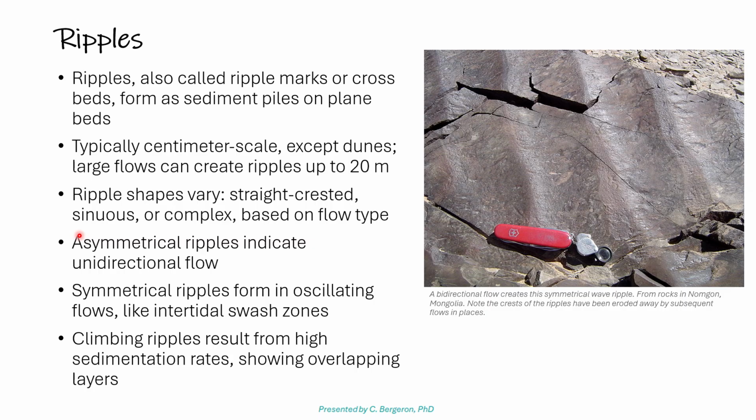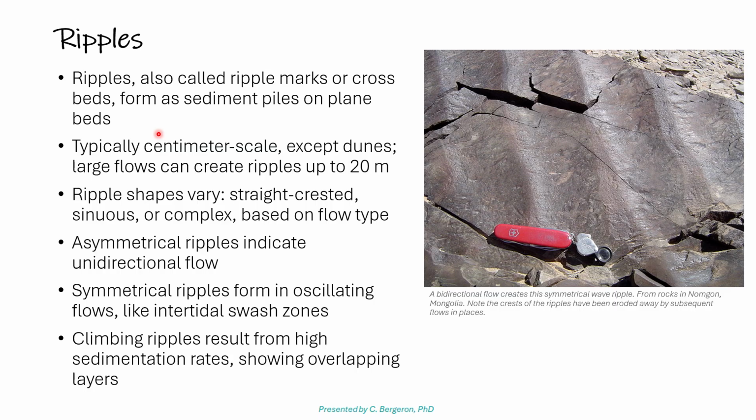So ripples are sometimes called ripple marks, ripple crossbeds, or ripple cross laminations, but they refer to the same thing. They basically look like little dunes. The ridges and undulations in the bed are created as the sediment grains pile up at the top of the bedding plane and then fall. With the exception of dunes, which are a much larger scale, ripples are typically measured on the order of centimeters.